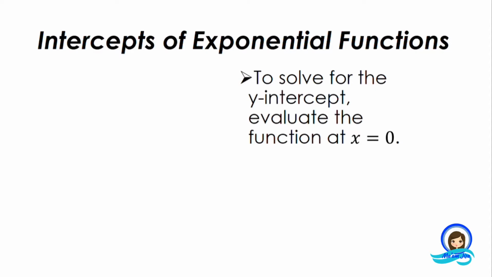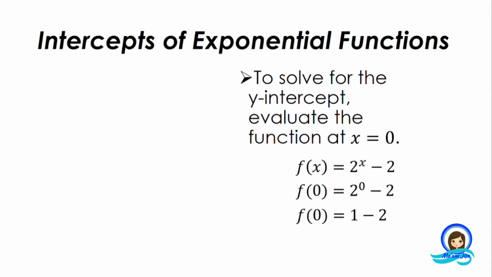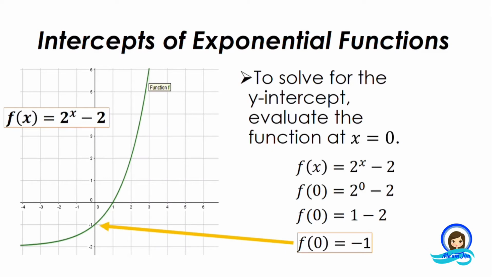So using the same given, we have f of x equals 2 to the power of x minus 2. When we evaluate, we replace all the x's with 0. Now 2 to the power of 0 is, of course, 1, and 1 minus 2 is equivalent to -1. If we compare it to our graph, indeed, the y-intercept is -1.